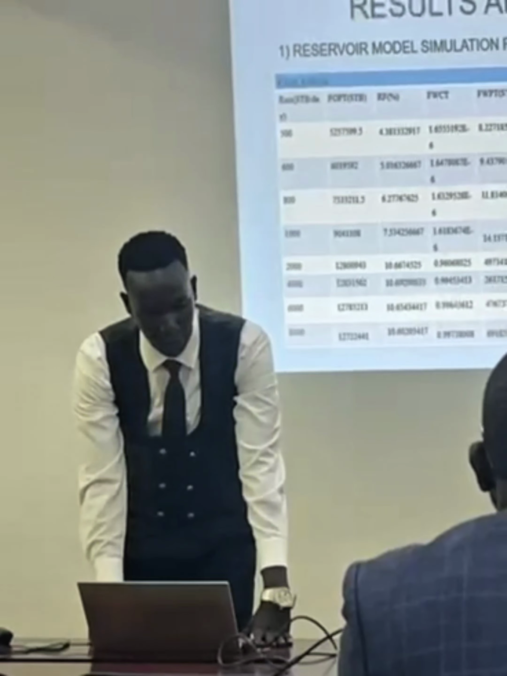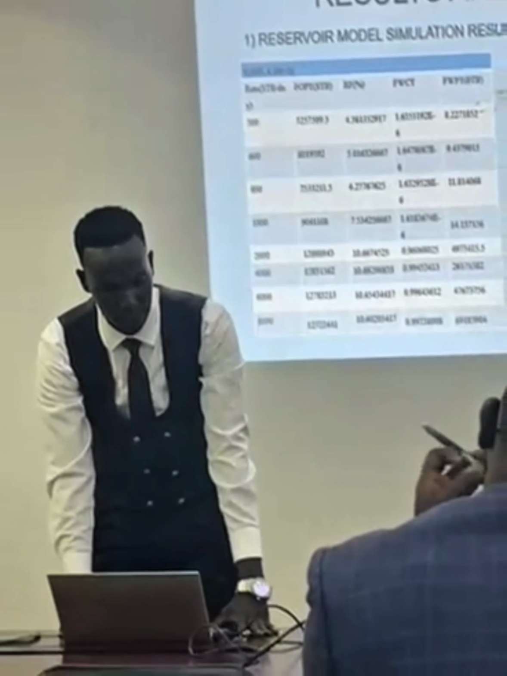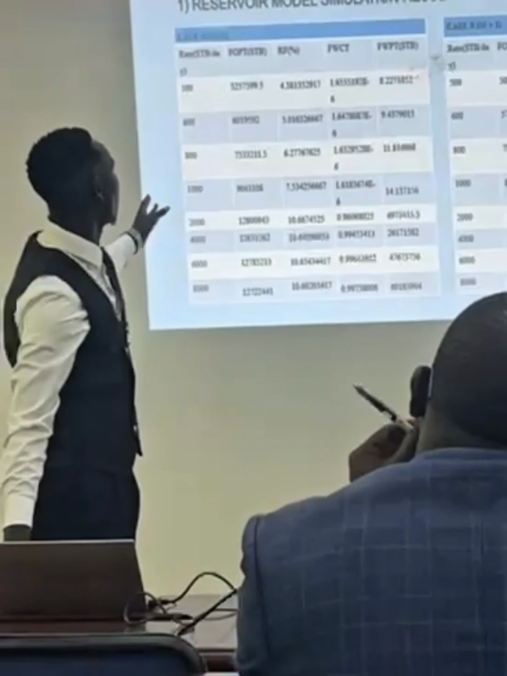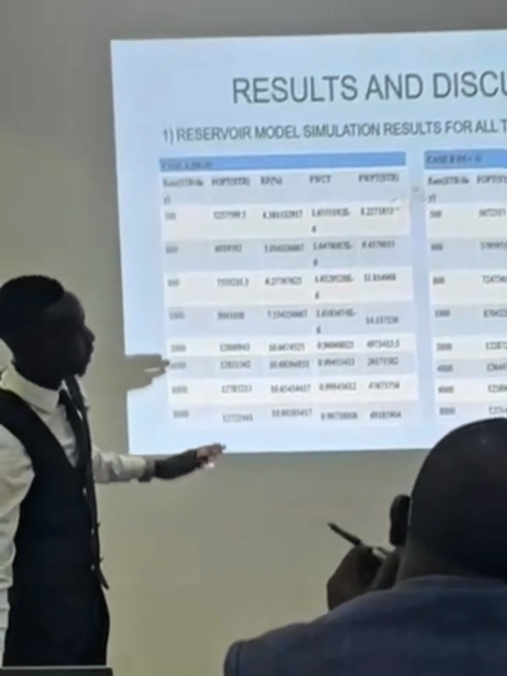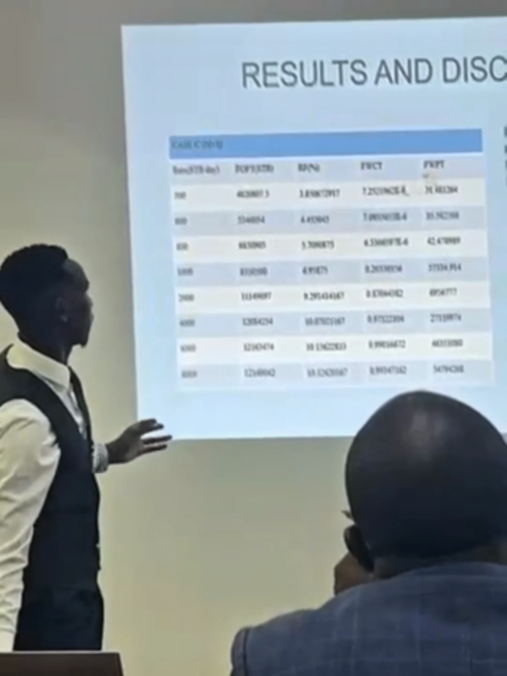This brings me to my results. The results of the reservoir simulation were in three tables. Case A, where mobility ratio is less than 1, case B, where mobility ratio is approximately equal to 1, and case C, where mobility ratio is greater than 1.